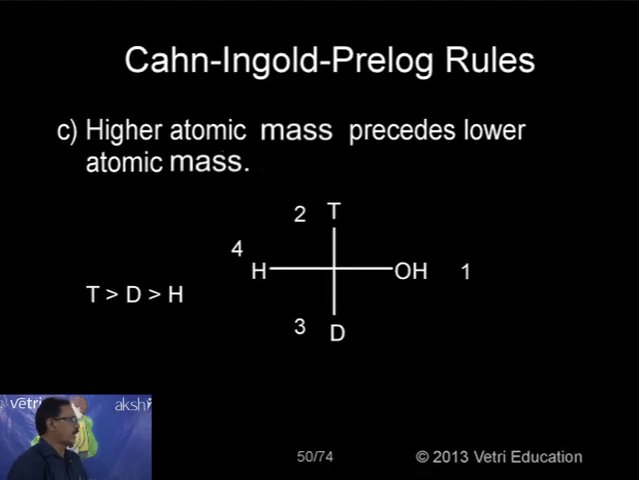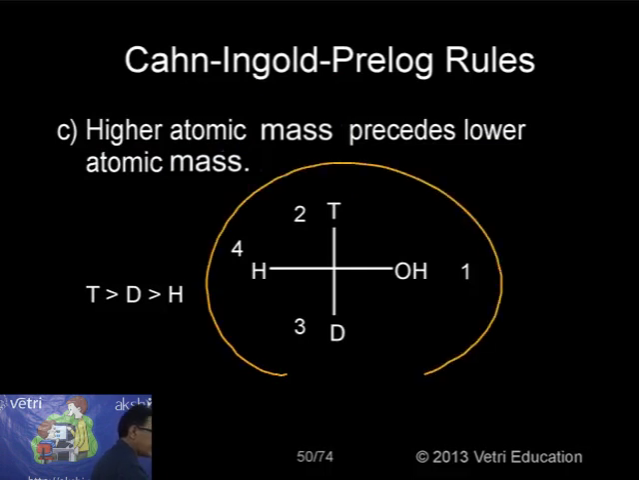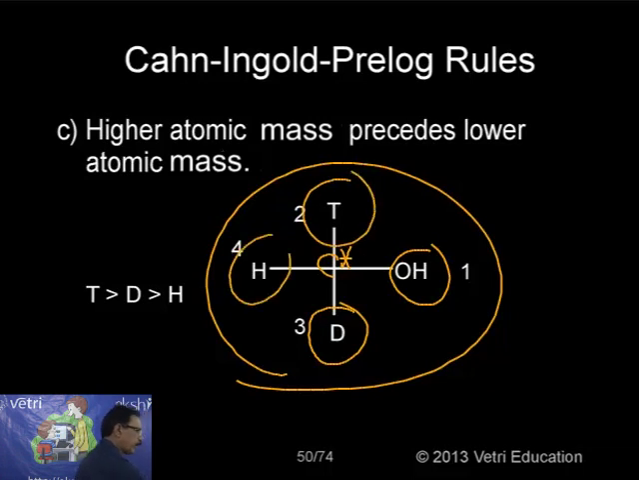The next one. Here another problem arises. Kindly follow: higher atomic mass precedes lower atomic mass. The specific example we can think of is an asymmetric carbon atom, the center being C. Four different atoms or groups are there: the OH group, D deuterium, tritium and protium. If you want to consider the priority order 1, 2, 3, 4, number 1 has no problem. OH is number 1.